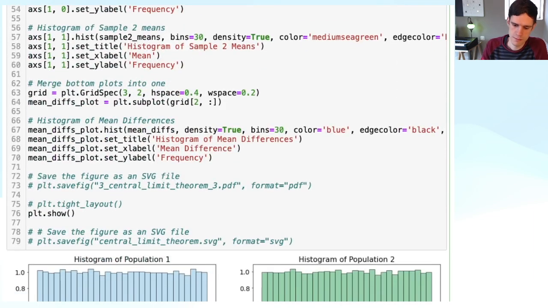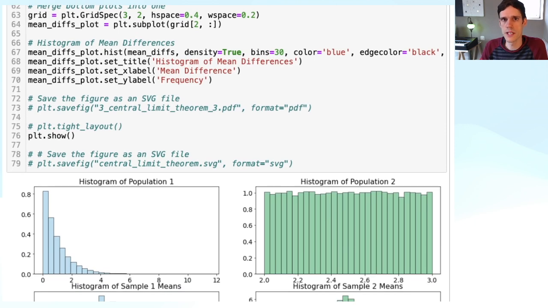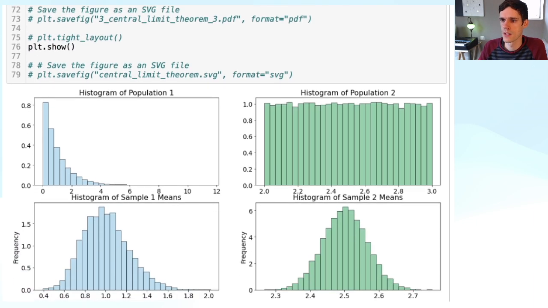Running this cell again, and it still amazes me that we can do this simulation with only a couple lines of code, and it is done within under a second. And we see the exact same pattern emerge. Even though the population histogram for population 1 is now highly unsymmetrical and certainly not normally distributed, the distribution of sample statistics is approximately normally distributed.